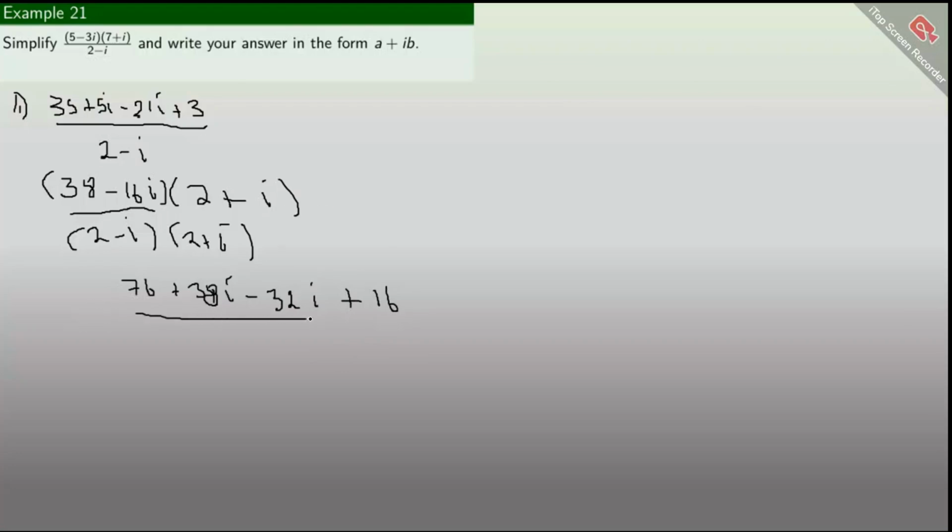Then what did we see when we were multiplying the conjugates? We go direct. 2 times 2, that is 4. i times i, giving us positive what? 1. Okay, 76 plus 16, that is 92.